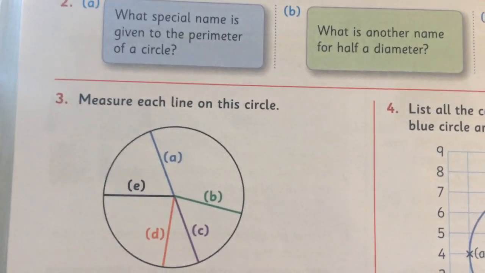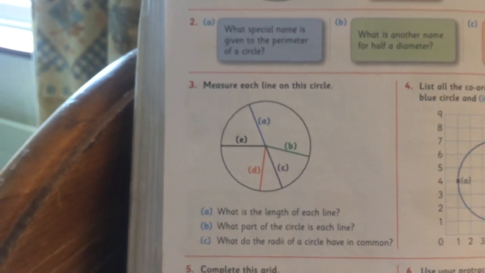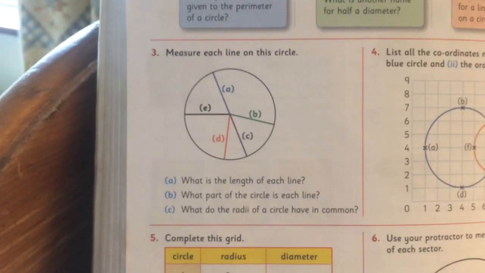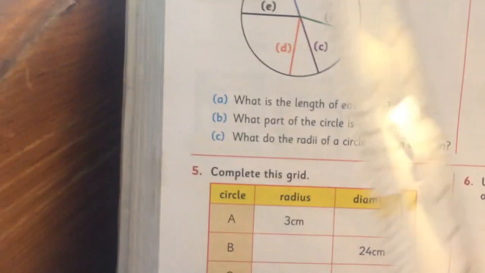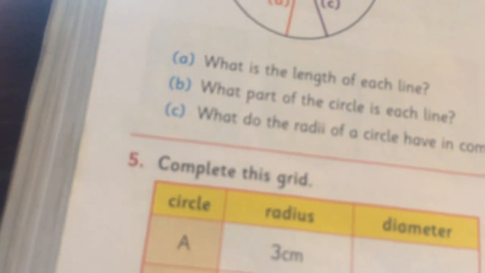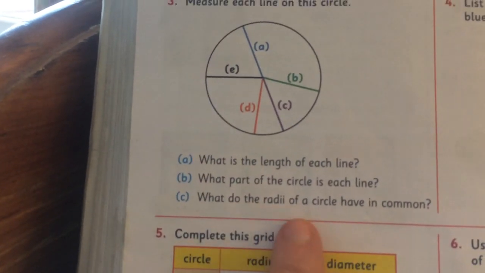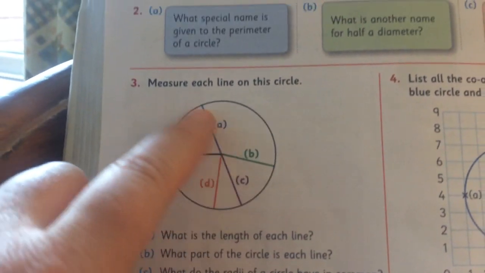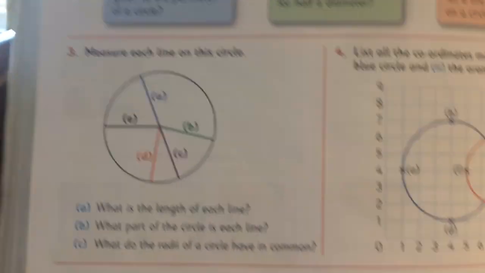Measure each of these lines on your circle. So how do you measure them? Measure them just with your ruler. They're not asking you to measure the angles, just to measure the lines. So go from 0 to there, and that's 2. 0 to there, and that's 2. It says, what part of the circle is each line? Each line is a radius. And then it asks, what do the radii of the circle have in common? Each one of those you'll find has something in common when you measure it. So give that a go.